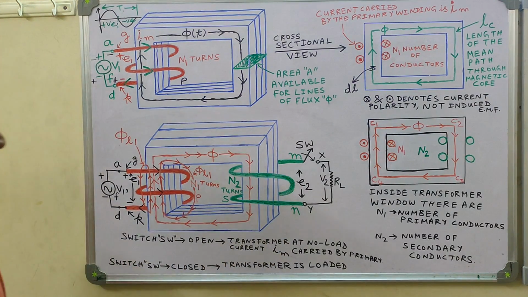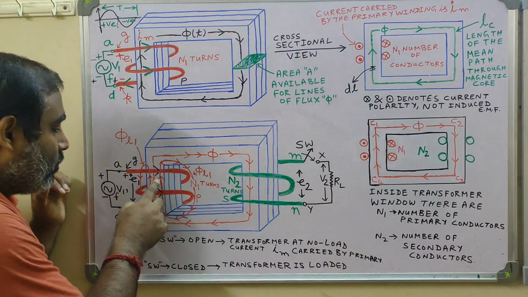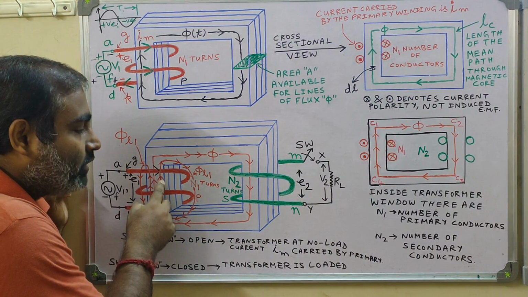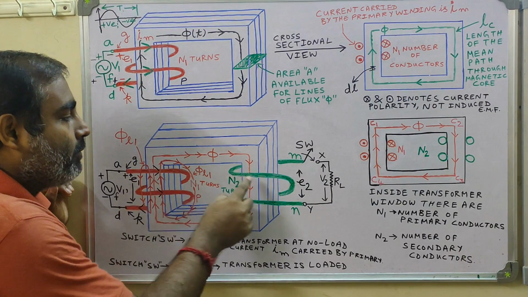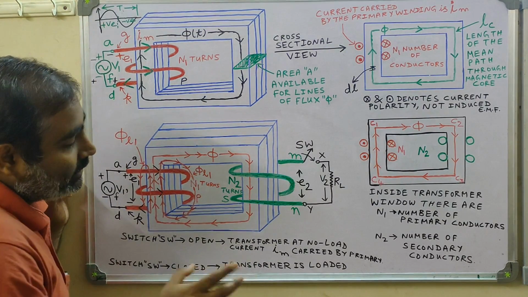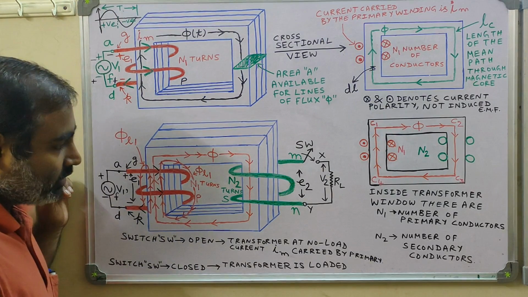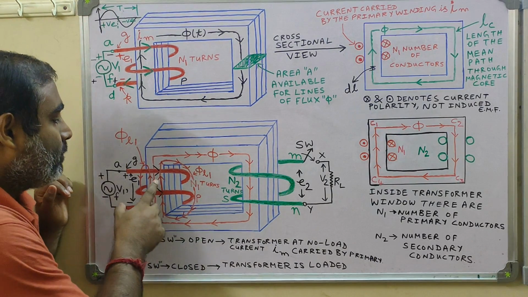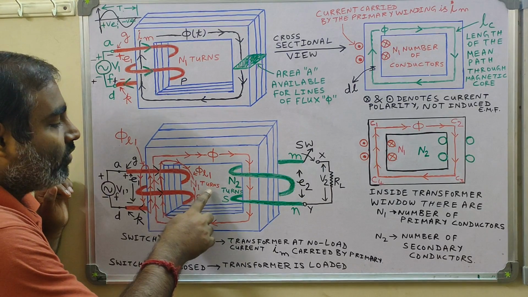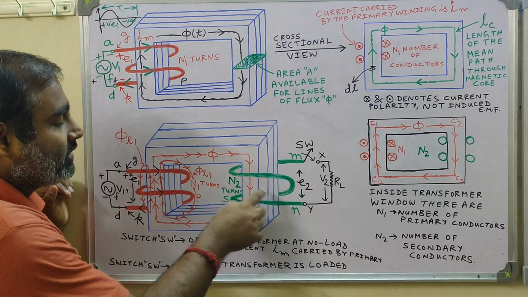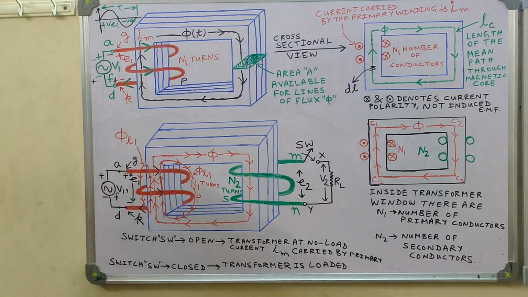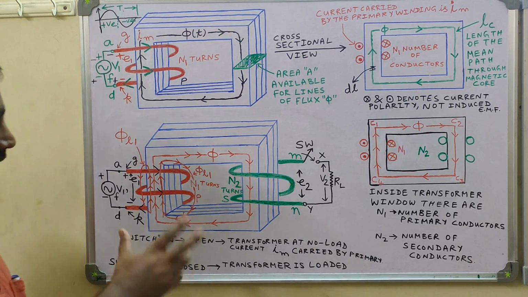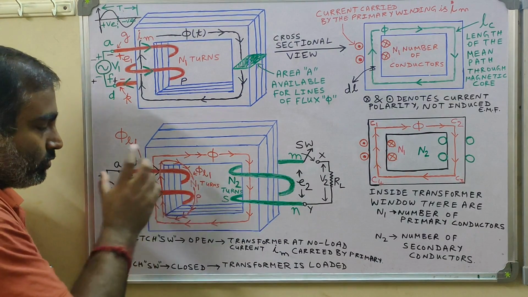But in actual practice, half of the number of turns of primary winding are placed along this limb and the remaining half of the number of turns of primary winding are placed along this limb. The same thing goes for secondary winding. Half of the number of turns of secondary winding are placed along this limb, remaining half are placed along this limb. This is done so as to minimize the leakage flux. However, in our schematic representation we are showing in this way.